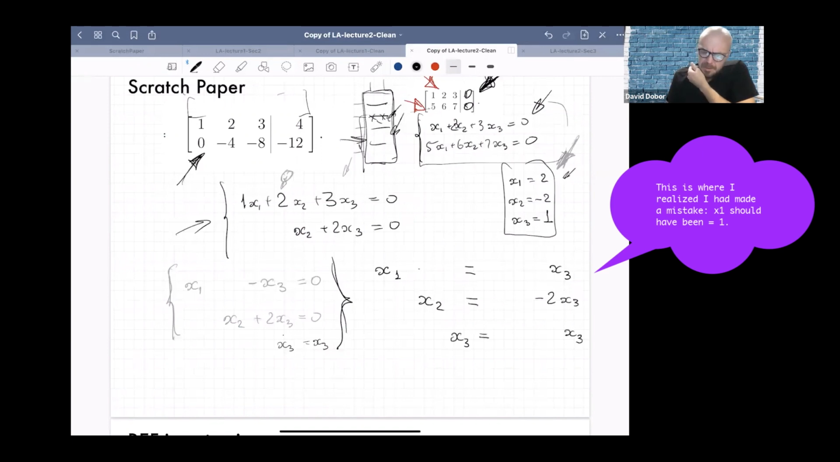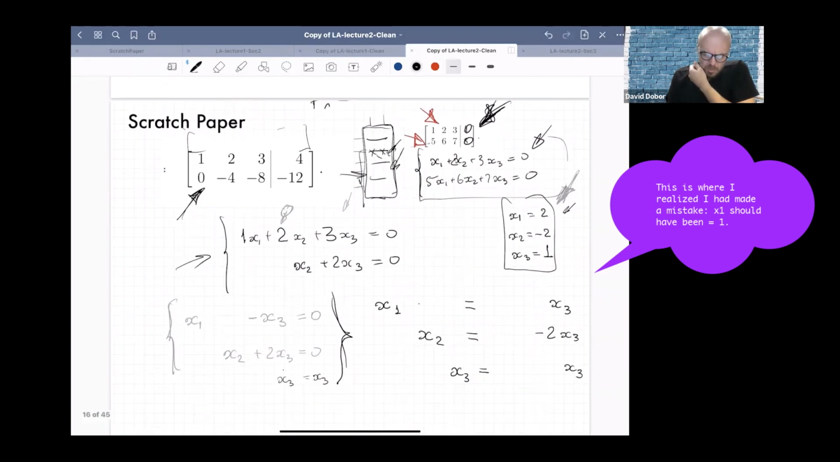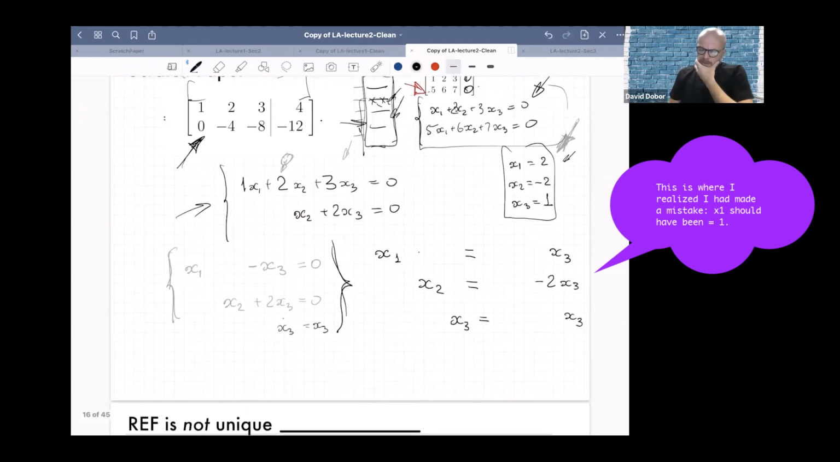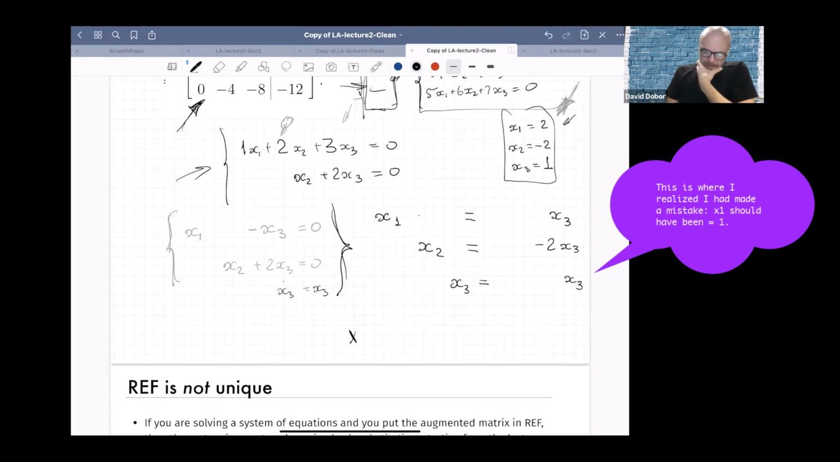Did I make a mistake? Did I make a mistake when I subtracted twice row 2 from this one? No, that seems to be correct. Oh, yeah. x1 is x3, x2 is minus 2x3, x3 is x3. So my x, which is x1, x2, x3, we write down the solution to be, why did I get something else? Did I make a mistake? 1, minus 2, 1 times x3. So notice what I'm doing. I'm taking this vector here, multiplying it by x3.